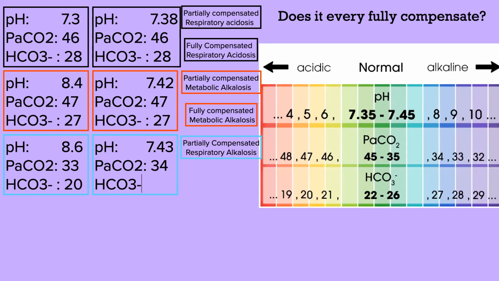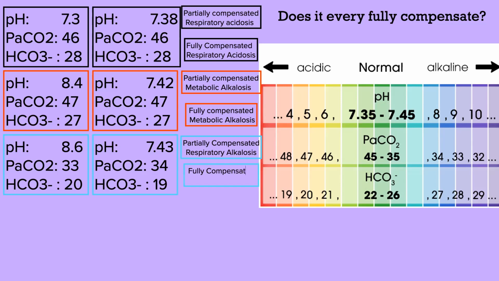pH is 7.43, PaCO2 is 34, and bicarb is 19. Is your pH normal? Yes, but leaning towards alkalotic. So which one's also alkalotic? CO2. So this is partially compensated respiratory alkalosis.